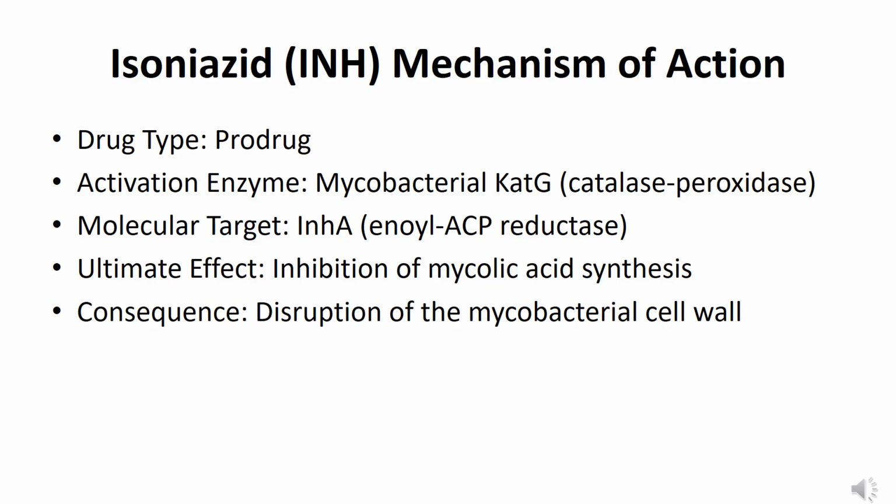Remember, mycolic acids are what give Mycobacterium tuberculosis its thick, waxy, lipid-rich outer coating. This unique structure helps protect the bacterium from environmental stress, immune attack, and many antimicrobial agents. Without mycolic acids, the organism loses one of its most important defense mechanisms. When activated isoniazid inhibits InhA, the production of mycolic acids is dramatically reduced. As a result, the bacterium can no longer properly construct or maintain its cell wall.